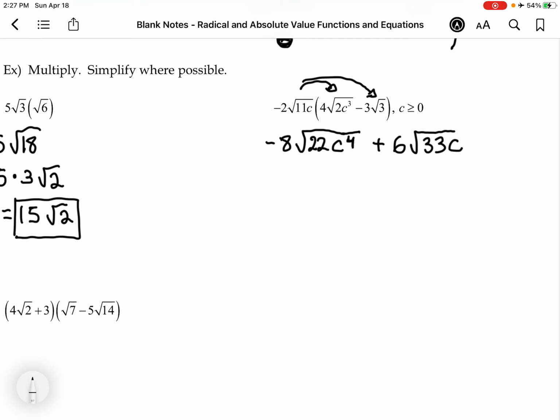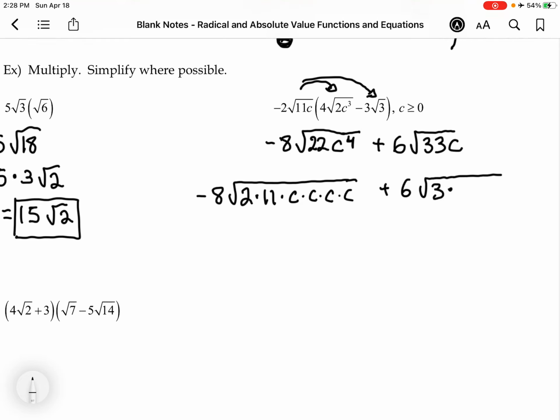If we look at the c to the 4, though, perhaps what I'll do is expand this out all in one line, like we did on Friday. What we're going to get is negative 8 times the square root of 2 times 11 times 4 c's: 1, 2, 3, 4. Okay, plus 6 times the square root of 33, which is 3 times 11, so 3 times 11 times c. Okay, that's an 11. There we go.